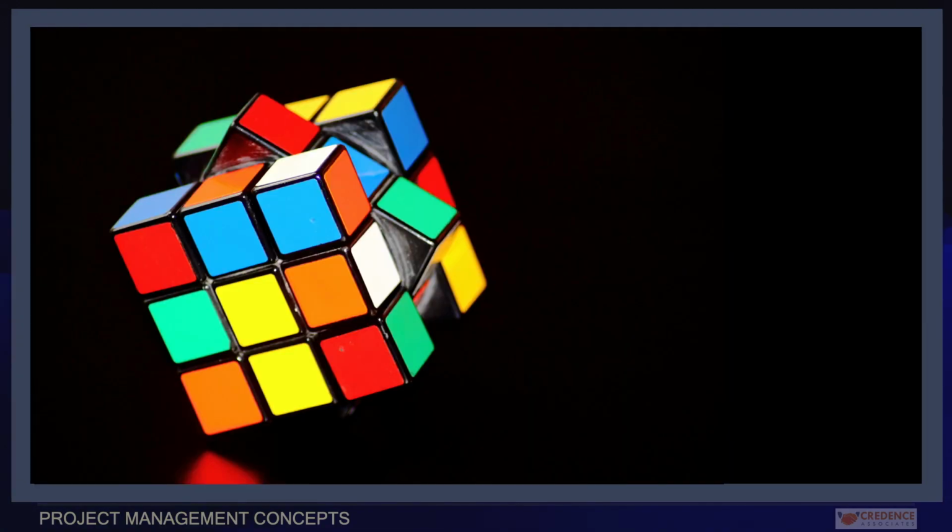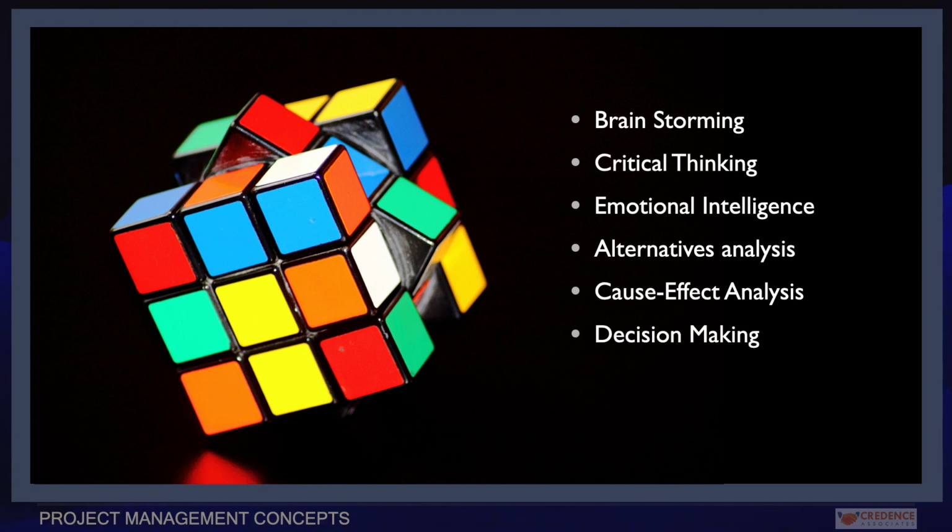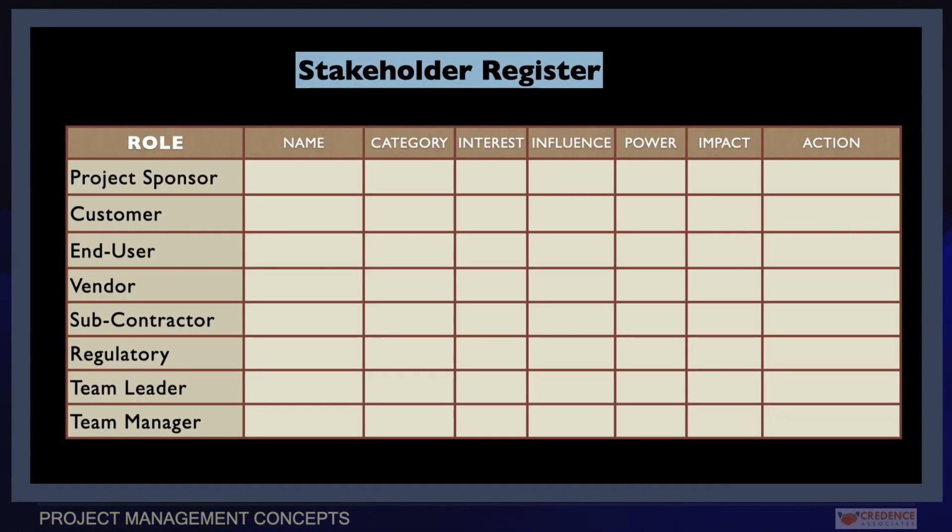Skills and tools like brainstorming, critical thinking, emotional intelligence, alternative analysis, cause-effect analysis, decision-making, etc. will help identify and analyze stakeholders. As a best practice, a stakeholder register should be used to document the identified stakeholders and stakeholder analysis details like classification according to their needs, expectations, urgency, degree of influence, interests, power, impact, risks, etc.